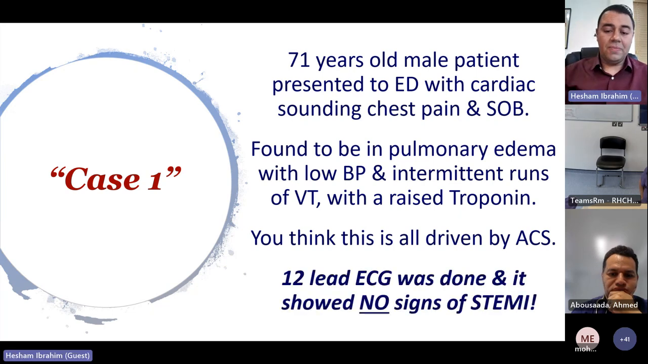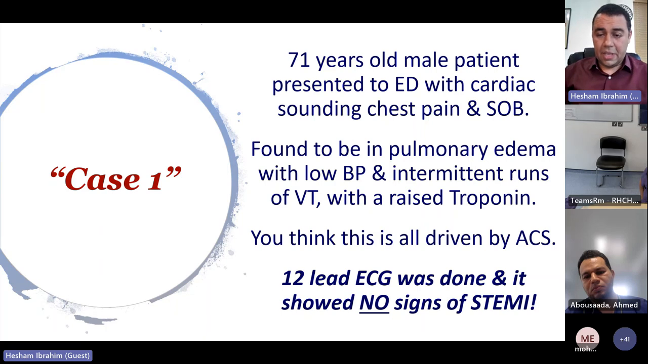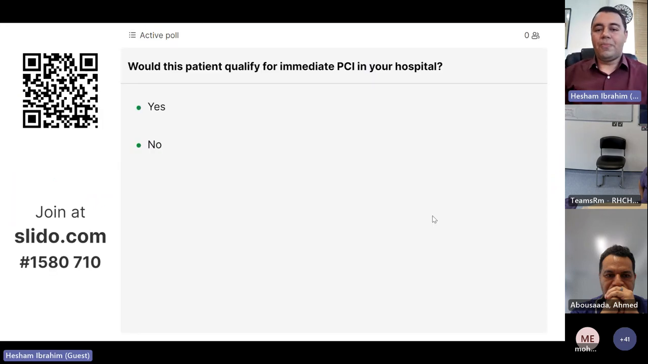So you've done an ECG, and interestingly, no signs of STEMI there. So again, your patient is coming with chest pain and shortness of breath that you think it is cardiac in origin. Your patient is in pulmonary edema with low blood pressure. Your patient is having runs of ventricular tachycardia, and the ECG is not showing ST elevation. Question to you guys now. Would this patient qualify for immediate PCI in your hospital?